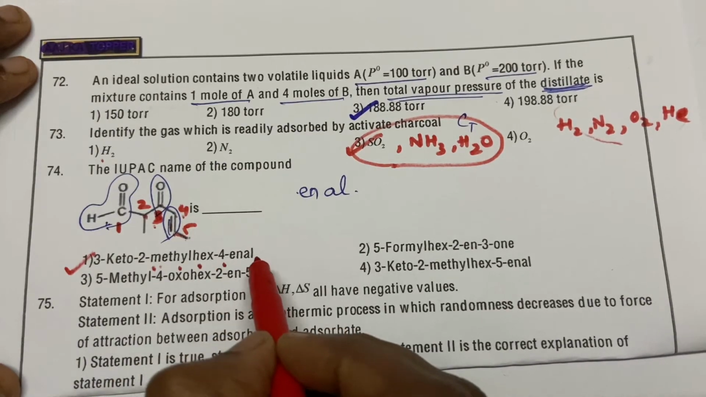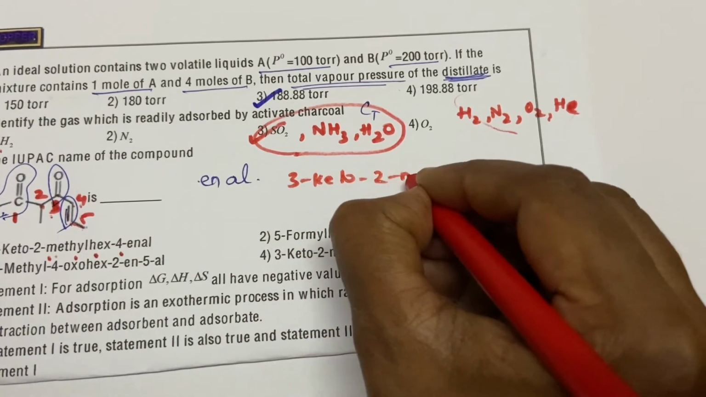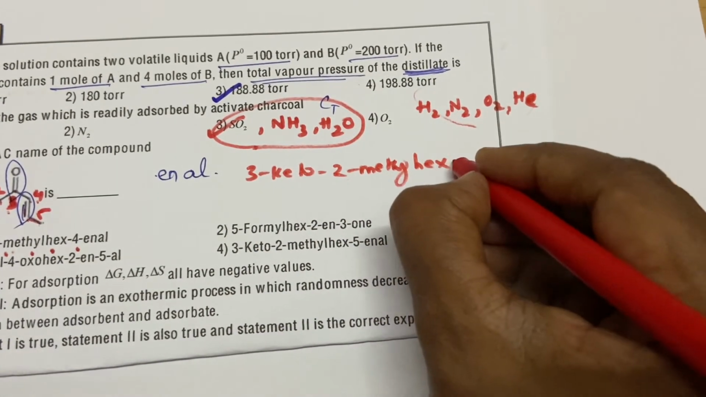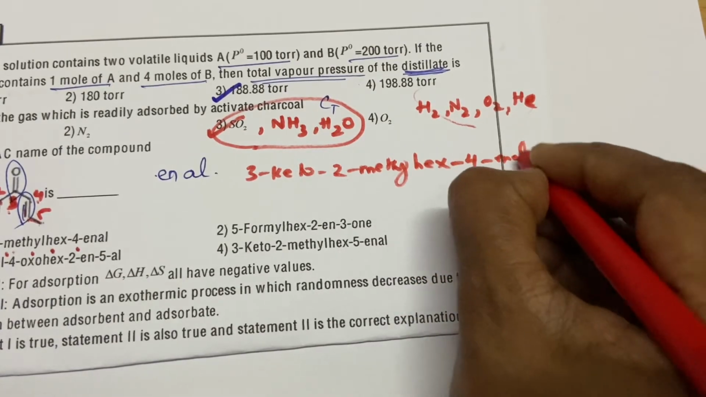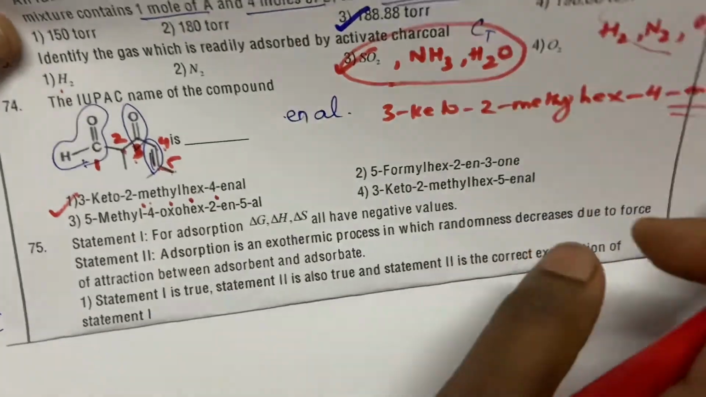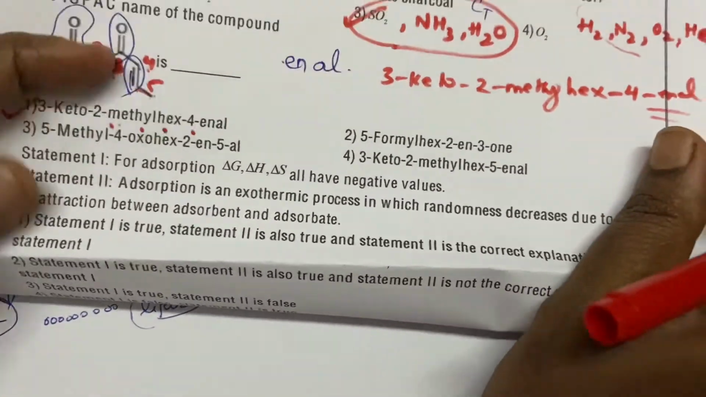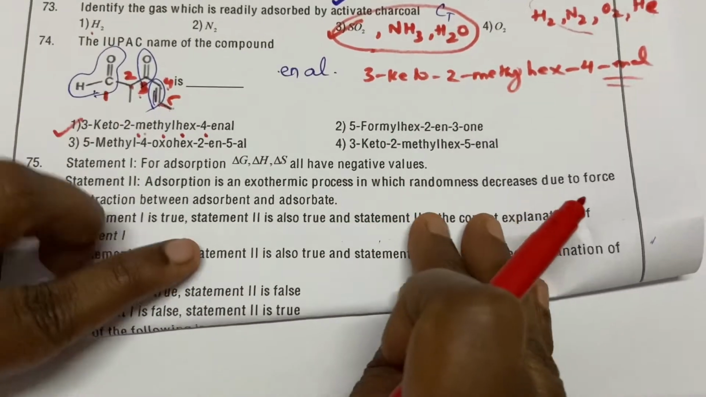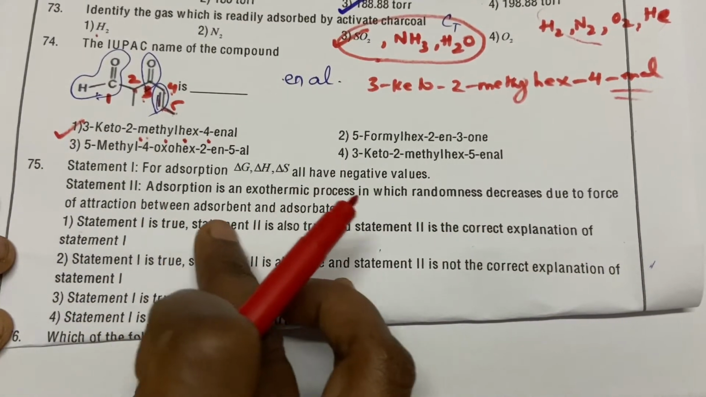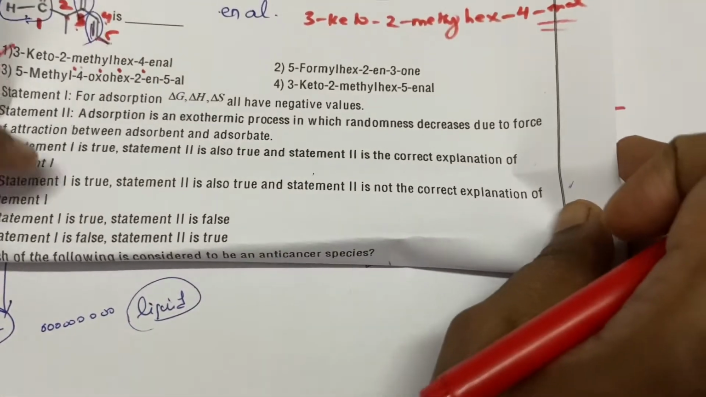Okay, 4-enal. So here, 3-keto, 2-methyl, hex-4-enol. Then the statement for adsorption: del G, del H, del S all have negative values. Adsorption is an exothermic process in which randomness decreases due to force of attraction between adsorbent and adsorbate. So first we will check the validity.